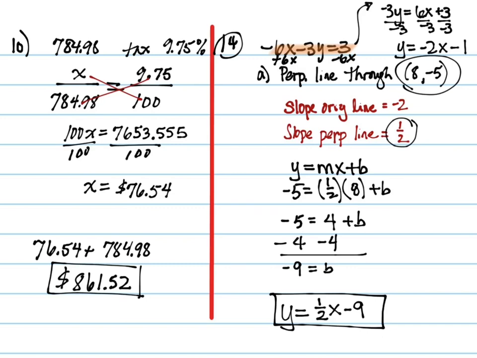Part B wants to have a parallel line. What do you know about parallel lines? They have the same slope as the original one. Right, same slope as the original line. Hang on.